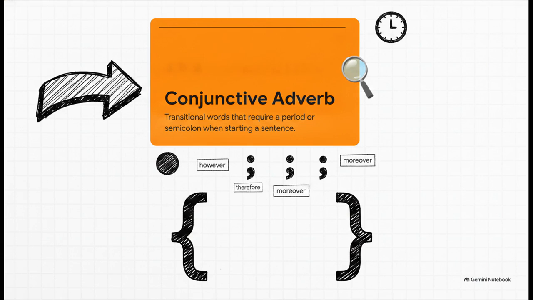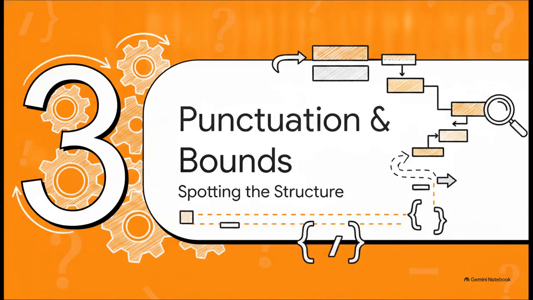Building on that, we have to talk about conjunctive adverbs. These are your heavy-hitting transition words. Think however, therefore, moreover. The SAT absolutely loves to test where you put punctuation around these guys. If you're starting a brand new sentence with one, it needs a heavy stop right before it, like a period or semicolon. But if it's just interrupting the middle of a single thought, it just gets hugged by commas on both sides. Which brings us to Section 3, Punctuation and Sentence Boundaries, Spotting the Structure.